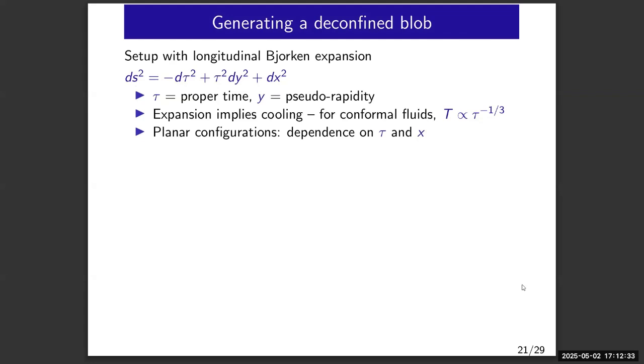And we start with a setup which corresponds to a plasma in a Bjorken expansion. So we write a metric like this, where tau is the proper time and y is the pseudo-rapidity. So an expansion implies cooling. For example, for conformal fluids in this setup, you could get the result that the temperature goes as 1 over the cubic root of tau. And planar configurations in this case means that you have configurations which only depend on this proper time and x.